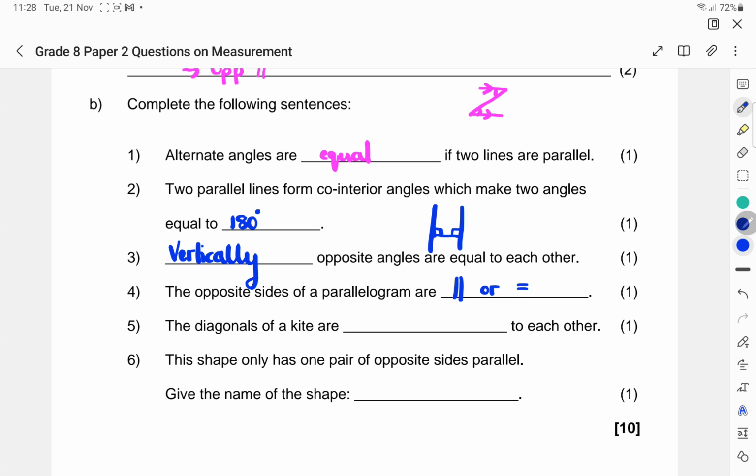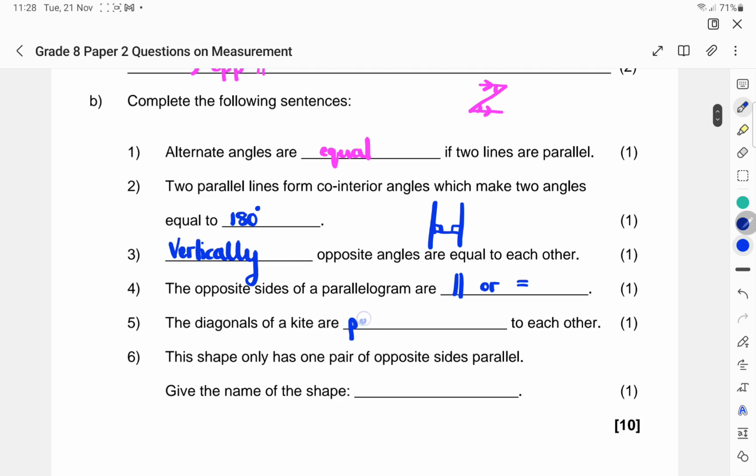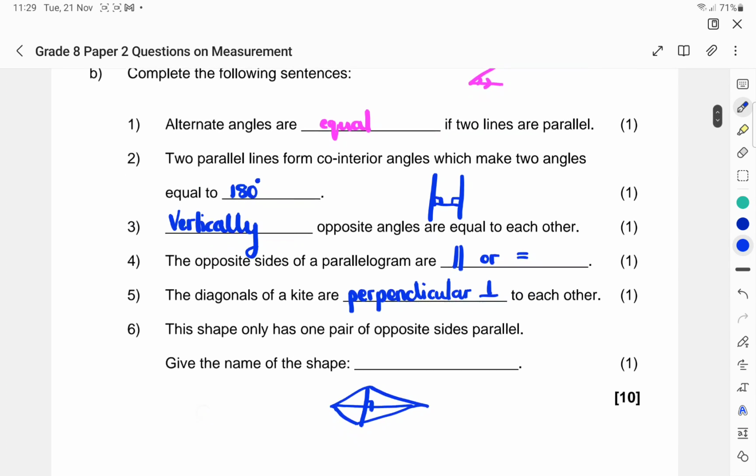The diagonals of a kite are what to each other? So the diagonals of a kite are perpendicular to each other. So I don't know if you remember that. Could have also shown that, because if you've got a kite, the diagonals will meet at 90 degrees. This shape only has one pair of opposite sides parallel. Give the name of this shape, and that is our lovely little trapezium.